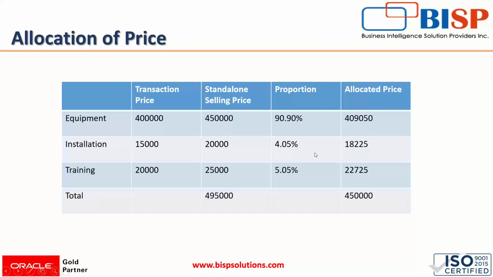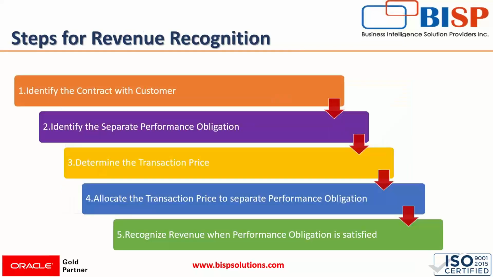Then for installation, we take the 4,50,000 and apply this proportion, that is 4.05%, so we'll arrive at it. Then we'll apply 5.05% to the 4,50,000, so we can have the training amount as 22,725. And in this manner, we can allocate this 4,50,000 over all these performance obligations. So this is the way we can allocate the prices if the contract has more than one performance obligation.